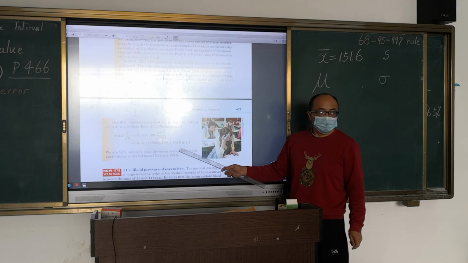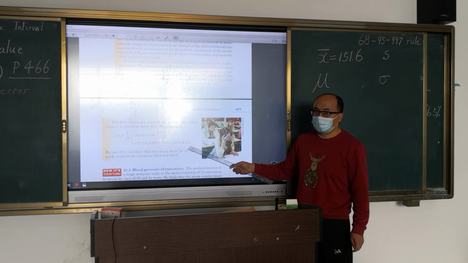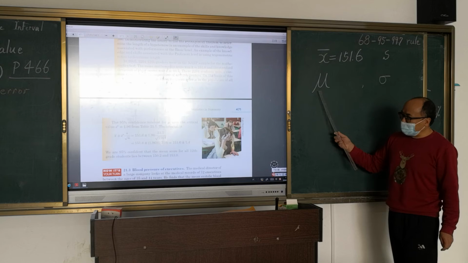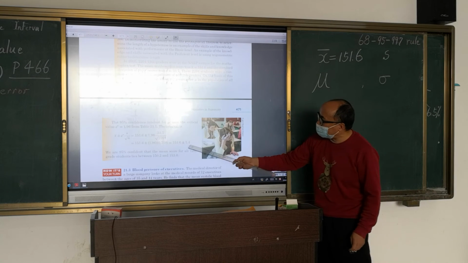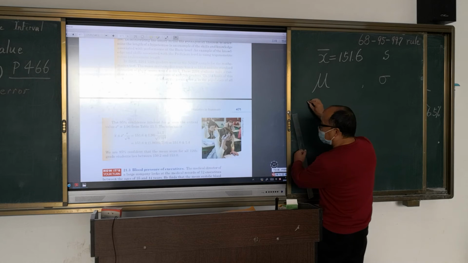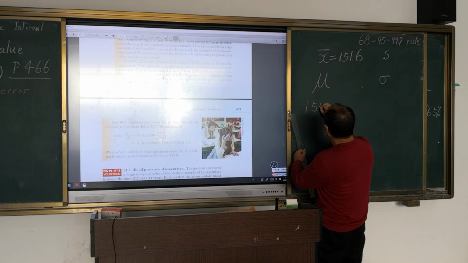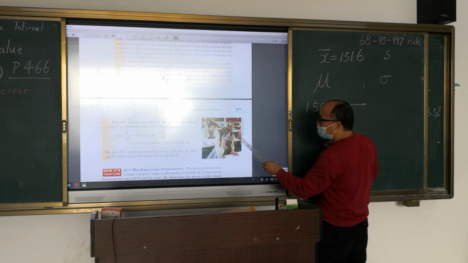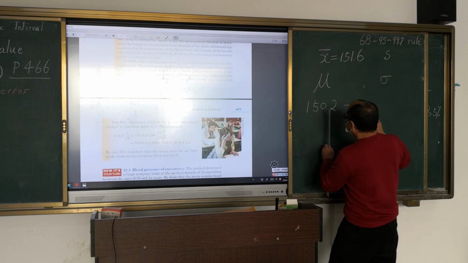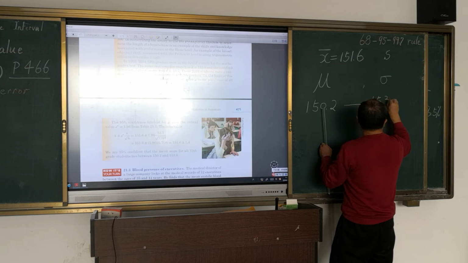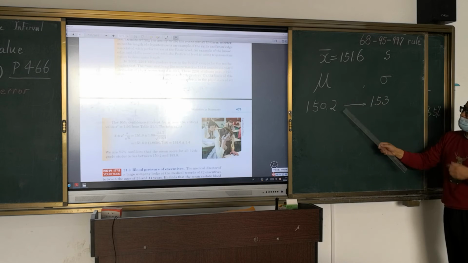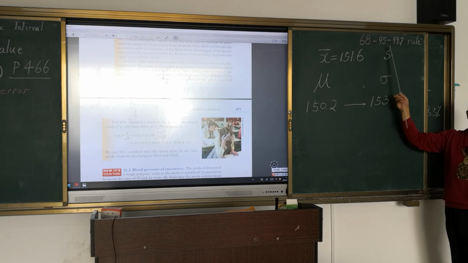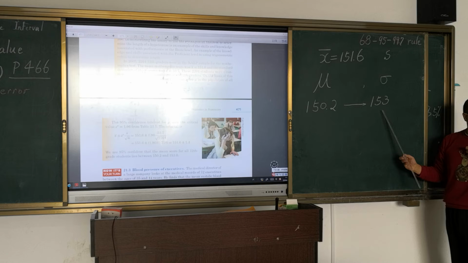Okay. So what's the meaning of this? It means the national average is between 150.2 to 153. It means the national average, 95% confidence, is in this range.